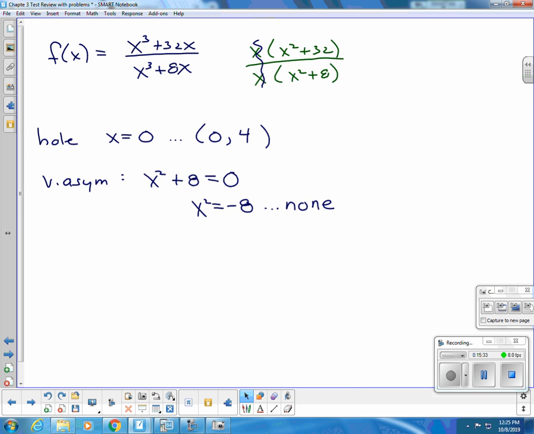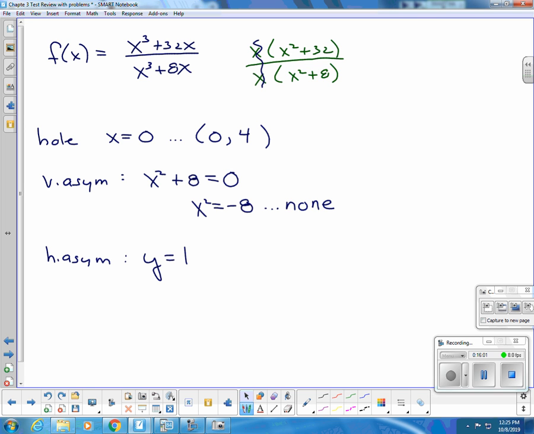All right, how about horizontal asymptotes? Horizontal asymptotes, you are looking at the degrees from the top and the bottom. So if the degrees are the same like they are, you're looking at the leading coefficient on top and the leading coefficient on the bottom. So it's going to be y equals 1 over 1, which is 1. Right?